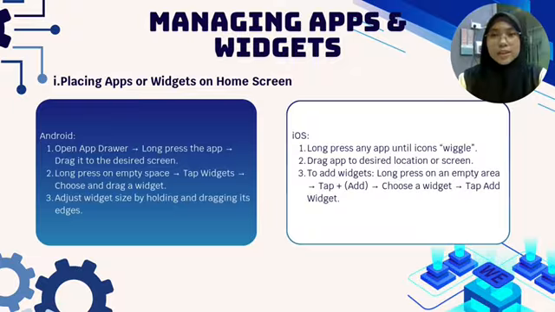Next, for iOS, long press any app until the icons start to wiggle. Then simply drag the app to your preferred location. To add widgets, long press on an empty area, tap the plus icon, choose a widget and tap Add Widget. This feature helps users personalize their devices for easier access and better productivity.